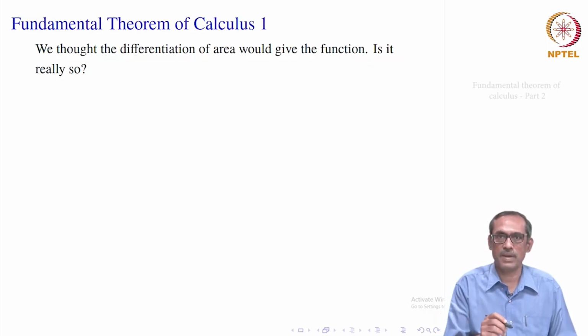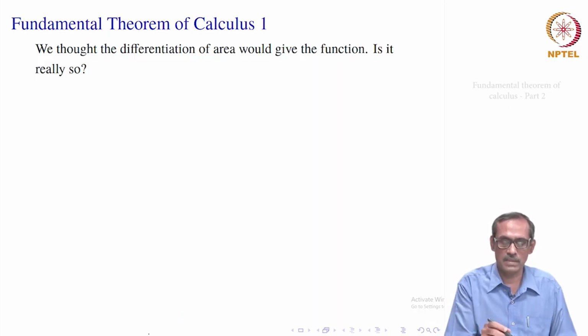That area has been defined as that particular area below this curve and bounded by that curve and x axis and two lines x equal to a and x equal to b. So, we thought that differentiation of the area would give us the function. This is what we thought, that is why we introduced it this way. Now, time has come to show that it is really working that way, right.